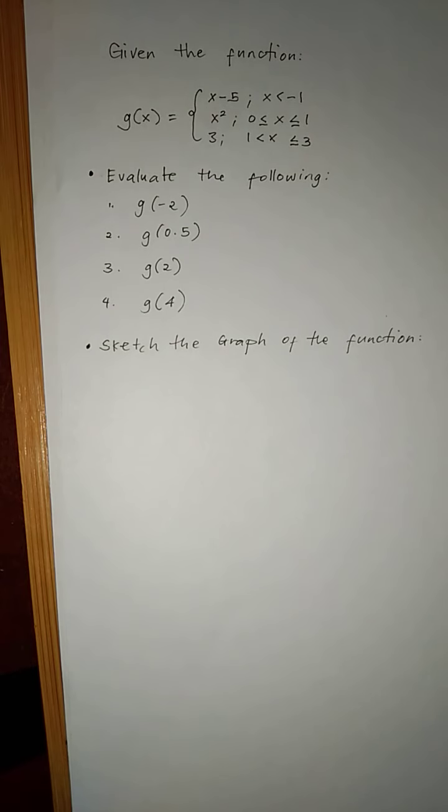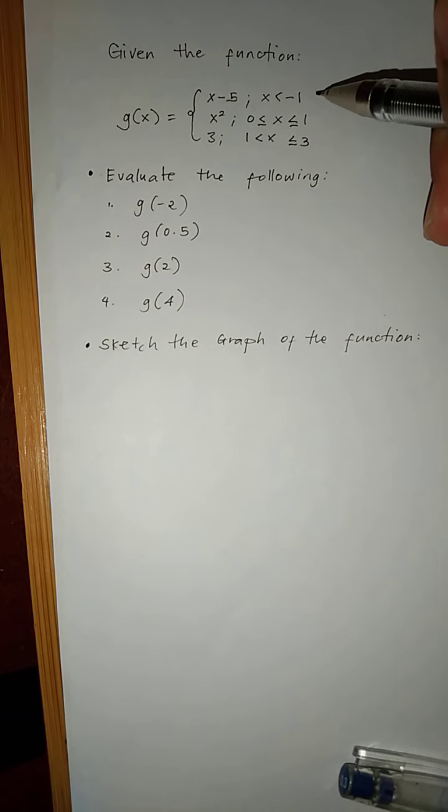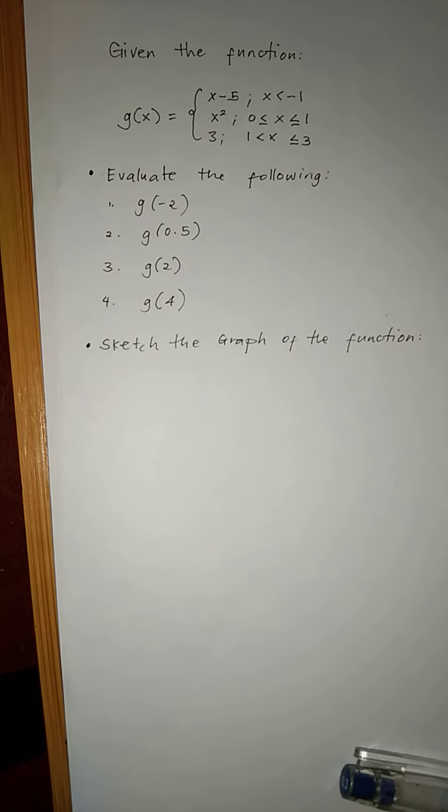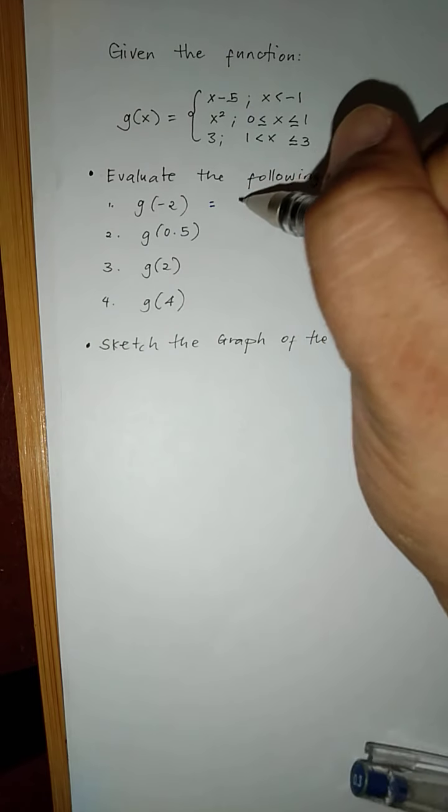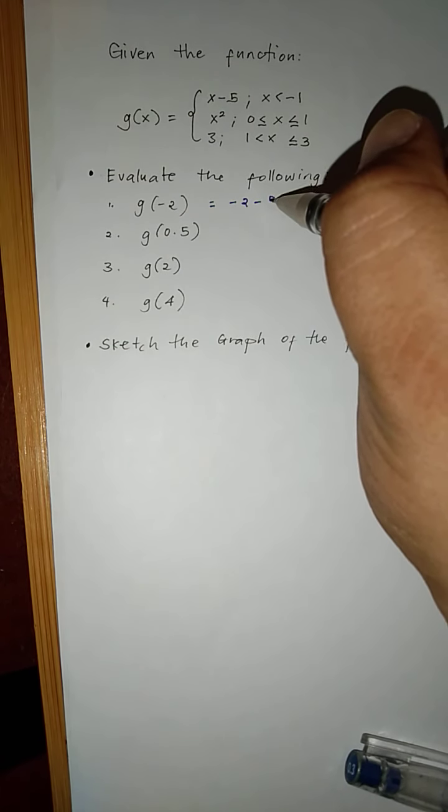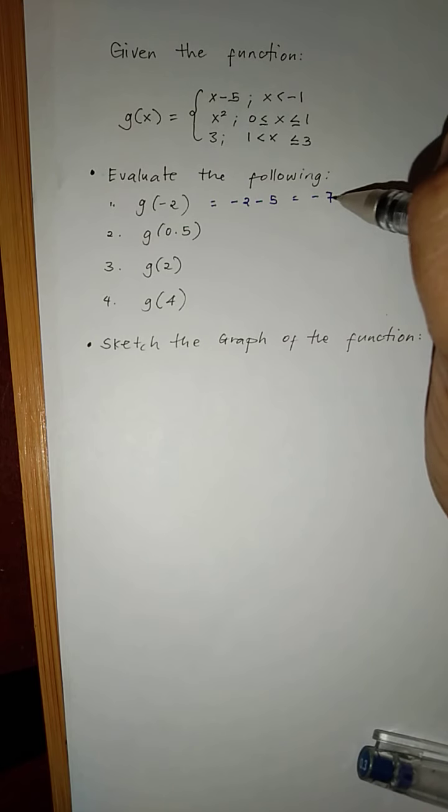So in piecewise functions, we just have to locate the input on the interval. Here, -2 belongs to this interval, x less than -1. Therefore, its value will follow x minus 5. So here we will have -2 minus 5, which is equivalent to -7.